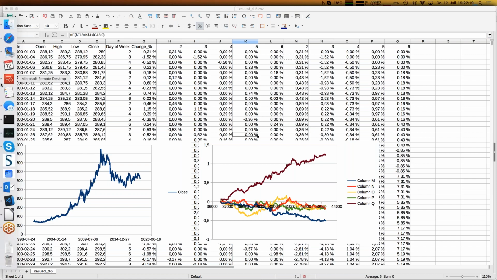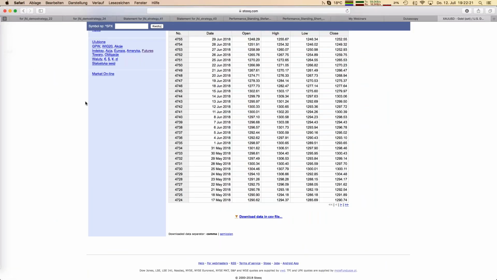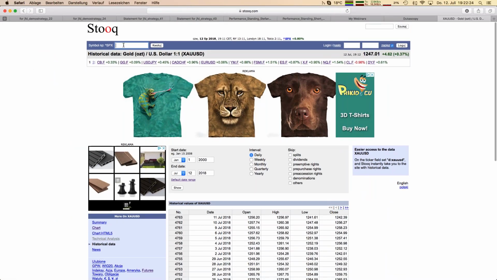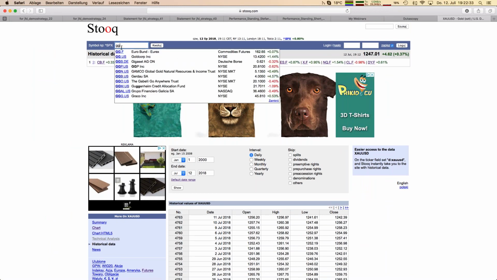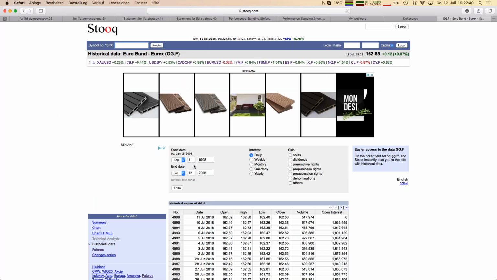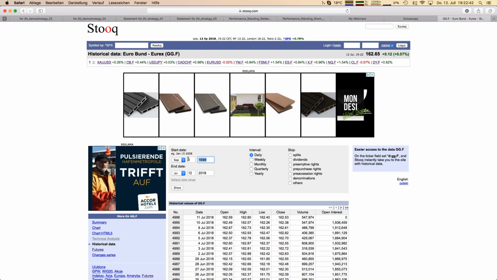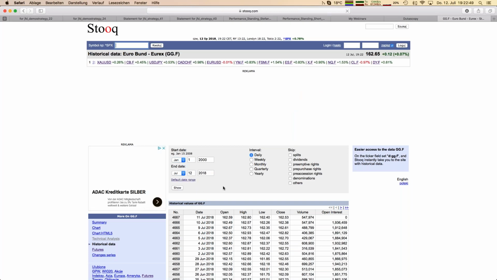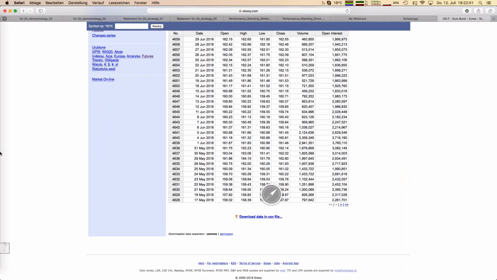Let's change the underlying. Let's go for something else. Let's go for the so-called Bund future. That is a symbol for that. No, not this one. GG. Now you can see here Euro Bund, and that's the Bund future, the German one. And we can download the data here once again. Let's go for data starting from 2000, and let's have a look on those.